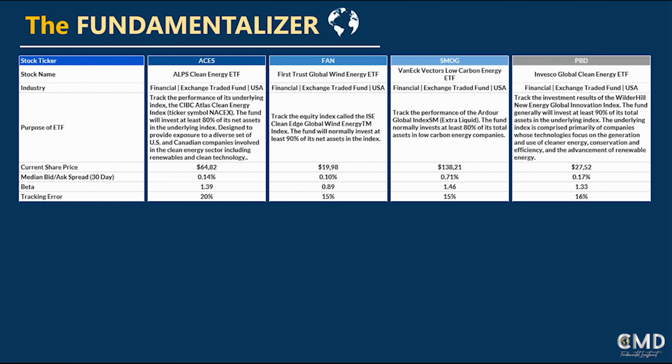We have today selected ACES, which is the Alps Clean Energy ETF that invests in various clean energy companies in the US and Canada. We have FAN, First Trust Global Wind Energy ETF. As the name suggests, it focuses on wind energy. You have SMOG here, VanEck Vectors Low Carbon Energy ETF. So again, a low carbon energy focus, so different types of companies.